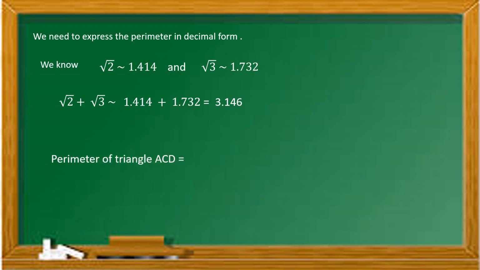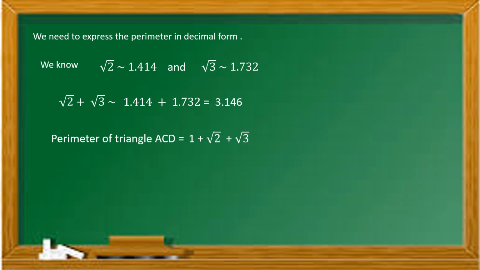And the perimeter was 1 plus root 2 plus root 3. So it becomes 1 plus 3.146. And what is that? Yes, it's 4.146 meter.